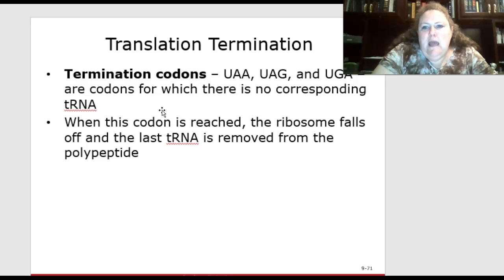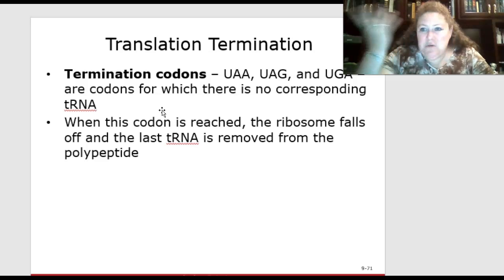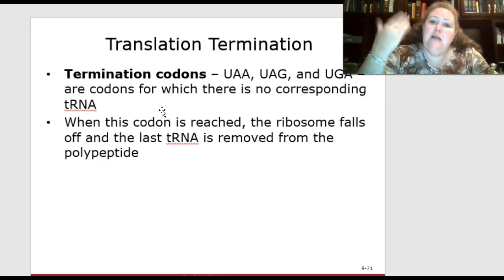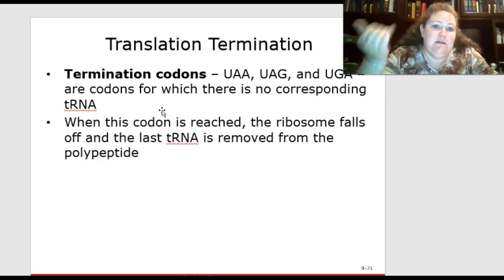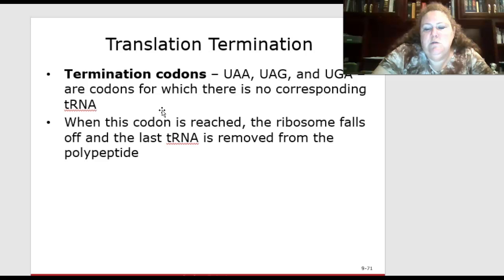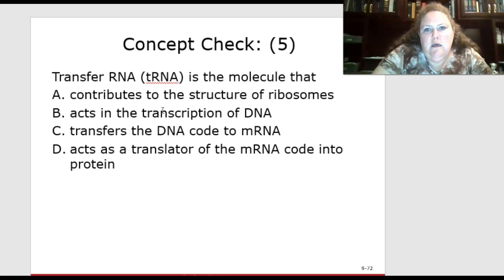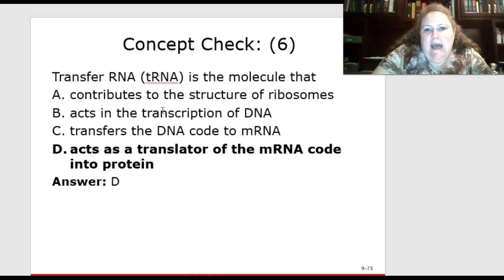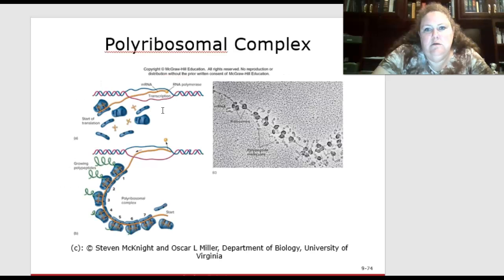And these would be UAA, UAG, or UGA. And these are the codons for which there's no corresponding tRNA. So when the last codon is reached, the ribosome falls off, and then the last tRNA is going to be removed from that polypeptide. So for a concept check here, if we have the tRNA, what is it? It is the molecule that what? Pause and come back. Well, tRNA acts as a translator of the mRNA code into a protein, okay?